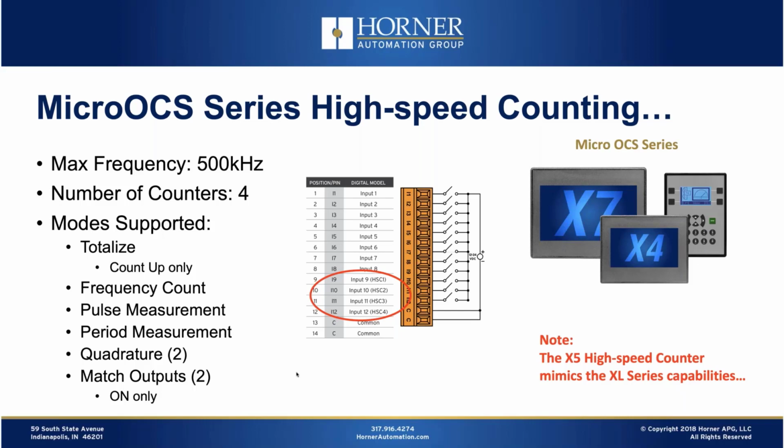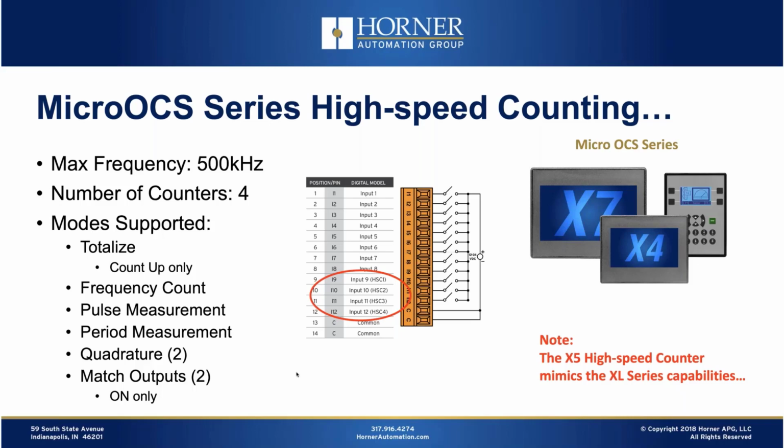From a modes standpoint, it does not support all the totalization modes. For totalizing, it primarily supports counting up, okay? But it does fully support frequency counting, pulse measurement, period measurement. It can handle up to 2 quadrature encoders, and it can handle up to 2 what we call match outputs. Now, I didn't give you an example specifically of match outputs, but those are real-world outputs that are wired directly to that FPGA when I showed you the diagram early in the presentation.